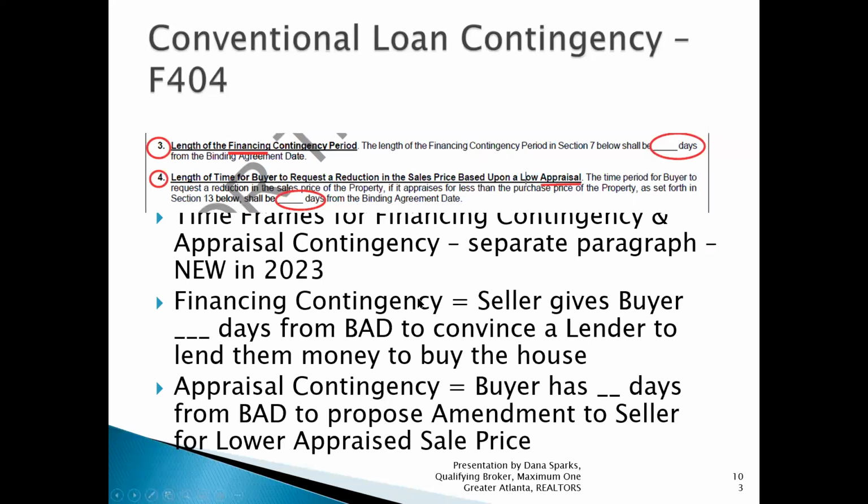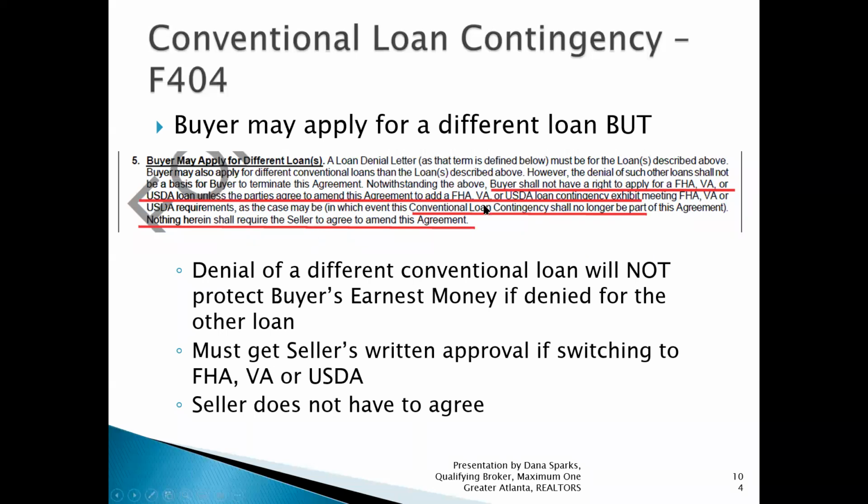The appraisal contingency is a little different. You still fill in an X number of days from the binding agreement date, but this is not a termination time frame. If the property appraises less than sale price, then the buyer has this number of days from binding agreement date not to terminate, but to propose an amendment to the seller to sell it to them for the lower sale price. And there's other time frames in there. But let's go back to the financing contingency. Again, denial can be for a different loan, but the loan denial letter must be the loan that was described up there.